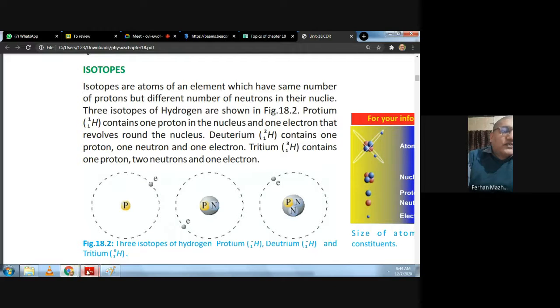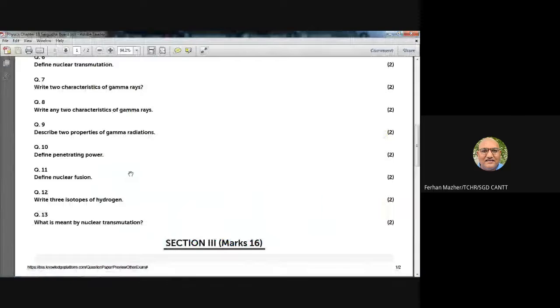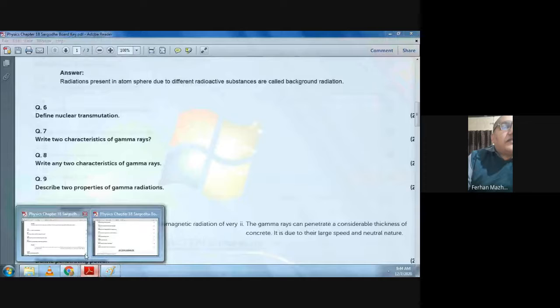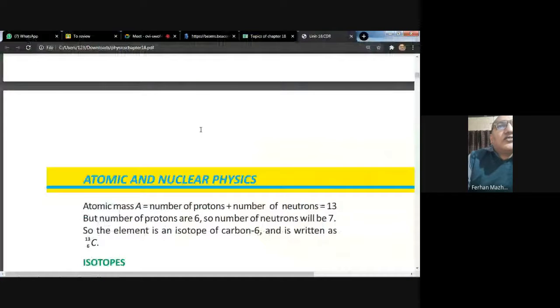Okay. Let's move to the next question. The next question is one we have already done. It says what is meant by the nuclear transmutation. And this question we have already attempted where we said define nuclear transmutation. And he says what is meant by the nuclear transmutation. So let me show you.